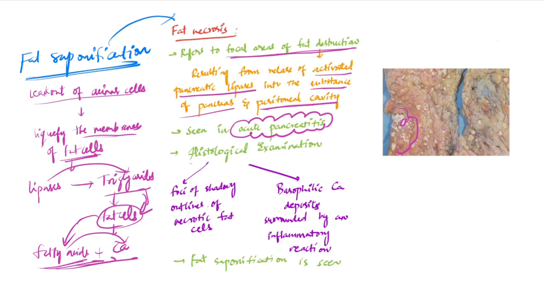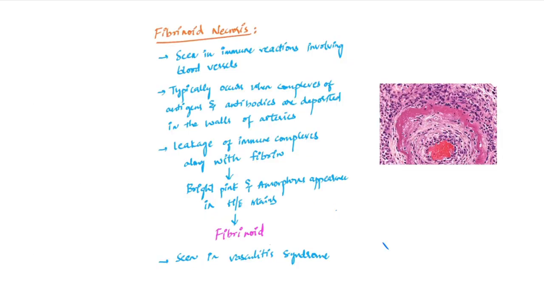In the histological examination, you will see foci of shadowy outlines of necrotic fat cells and basophilic calcium deposits, that is this. You can see the calcium deposits surrounded by an inflammatory reaction. So this is about fat necrosis.